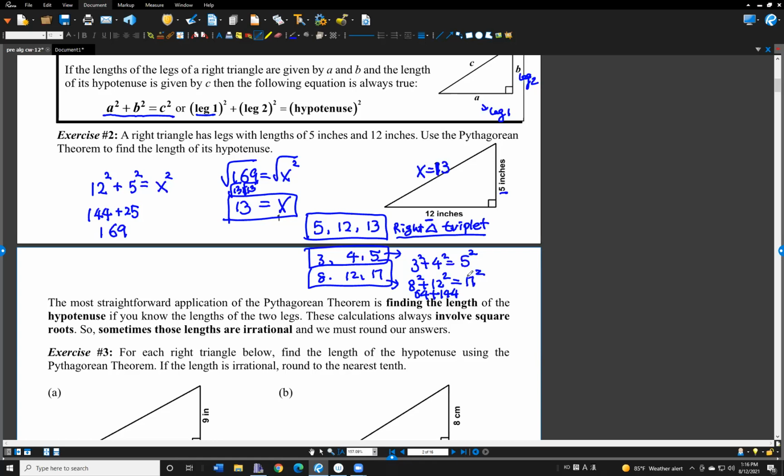I did it wrong. It's 15. 8, 15, 17, right triangle triplet. Okay, I'm sorry. 8 squared plus 15 squared is equal to 17 squared. 8 squared is 64, 15 squared is 225, 17 squared is how much? 289. Is it true? Okay, so 8, 15, 17 is the right triangle triplet.